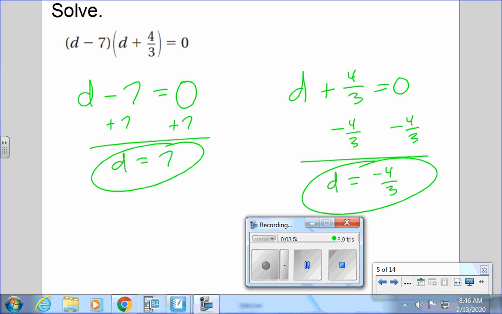We want to take this group, set it equal to 0, and solve. To solve this, you do a plus 7 on both sides. So 7 is one of your answers. Then you're going to take this second group, set it equal to 0. To solve, you subtract 4/3 to bring it over. So negative 4/3 is your second solution. We have 2 solutions on almost every problem we'll be doing today. Can we get it right?